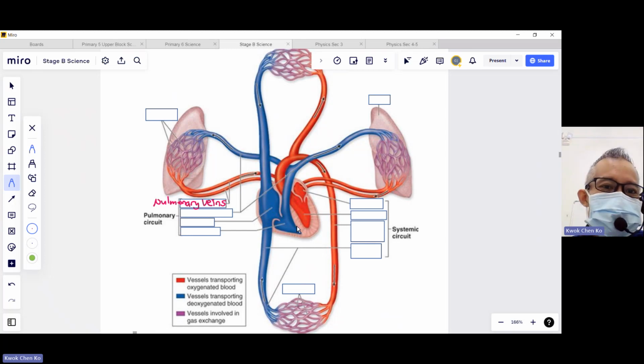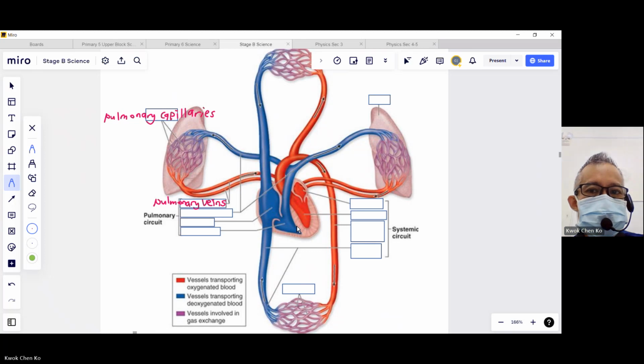These are inside the lungs. If you want, you can add in the word pulmonary. They are the pulmonary capillaries. And no surprise there, they allow for gas exchange. Make sure you recognize this is your lung. Then down here, there will be more capillaries. If you want, you can add in the word systemic.